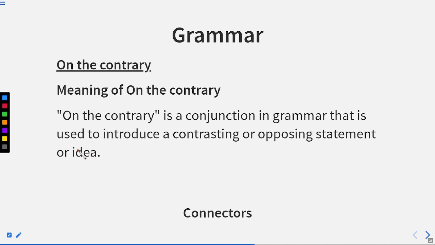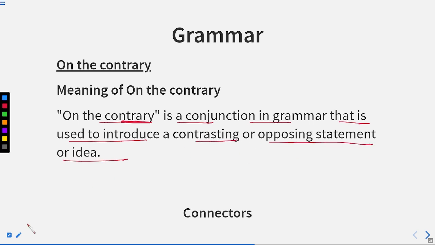Now we'll discuss "on the contrary". So, till now we have discussed "nonetheless". Here we are going to discuss "on the contrary". Meaning of "on the contrary": it is a conjunction. Now, contrary means showing contradiction. In grammar, it is used to introduce a contrasting, opposite statement or idea.